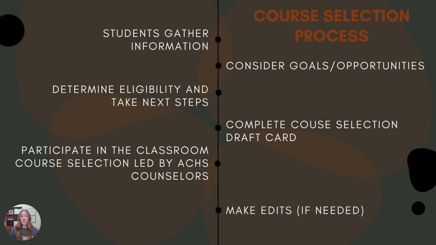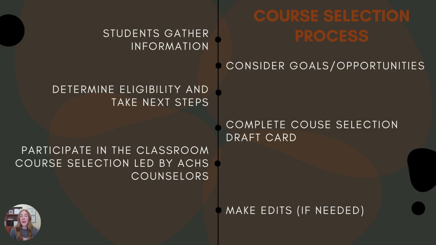And so as a family, after you've had an opportunity to gather information and deliberate, then you will actually complete the course selection draft card. The next step will be to participate in the classroom course selection led by ACHS counselors. So we'll be coming in towards the end of February to actually bring you the official course selection card and have you transcribe over what you drafted with your family onto your official card, which we will take and keep in our offices.